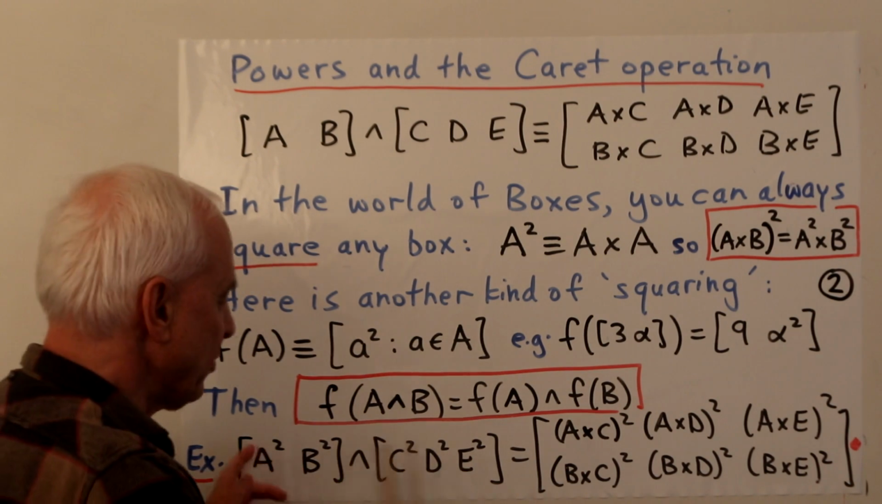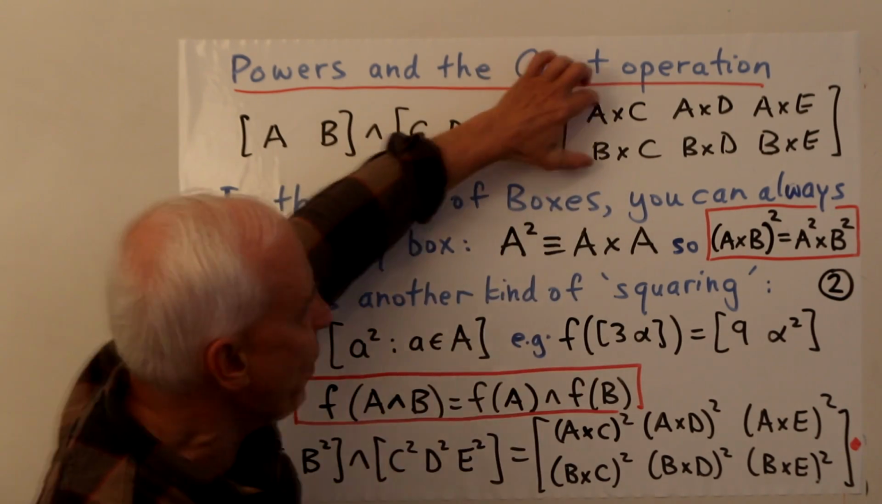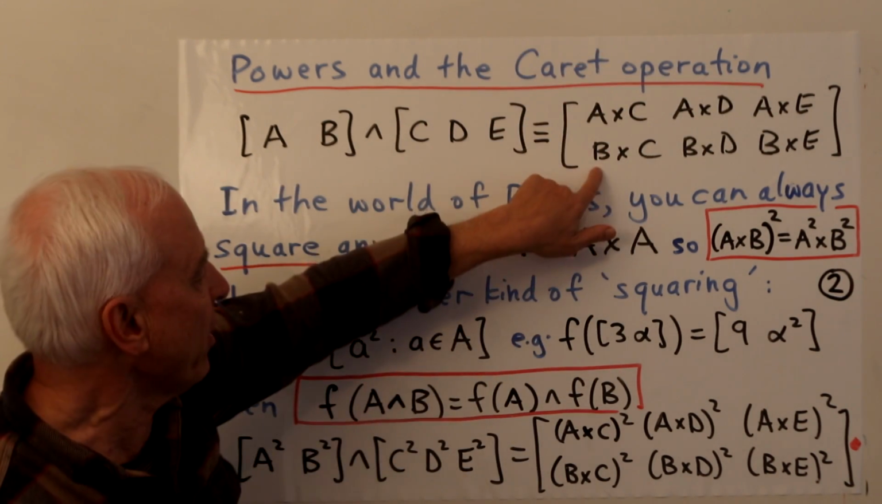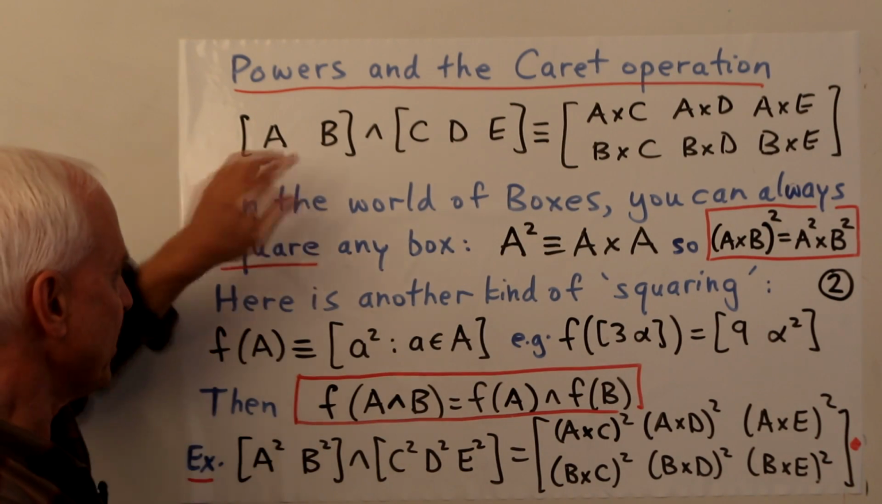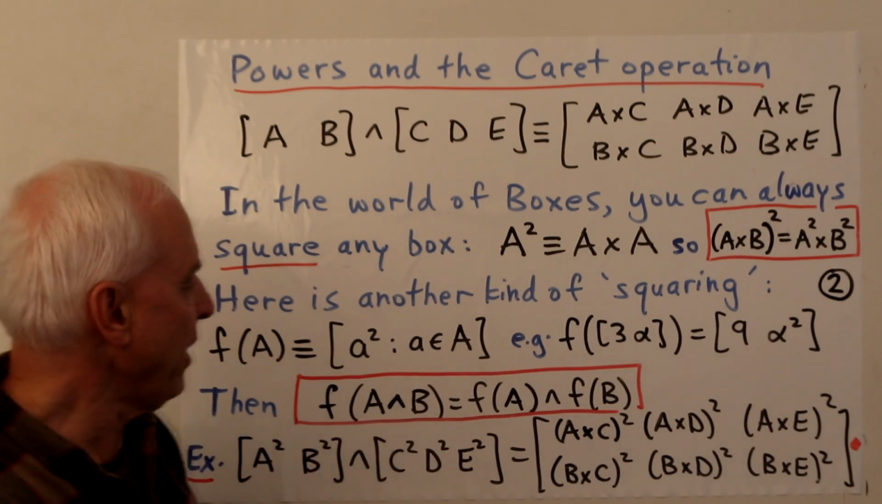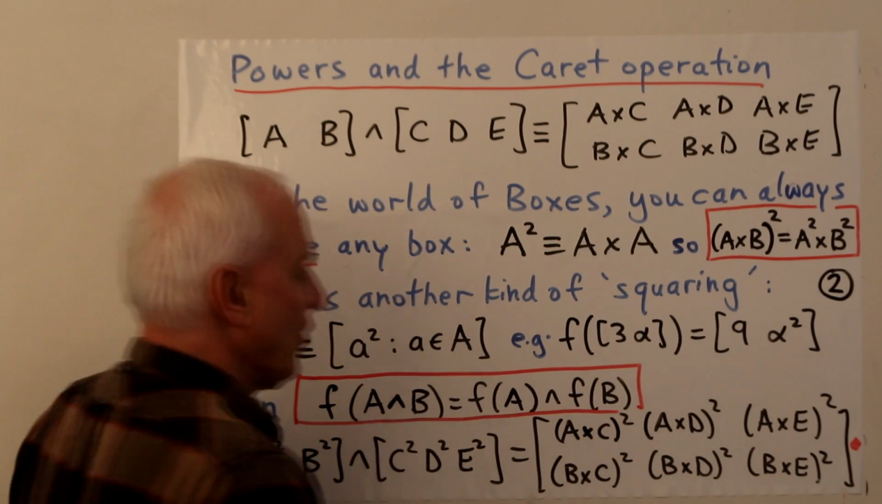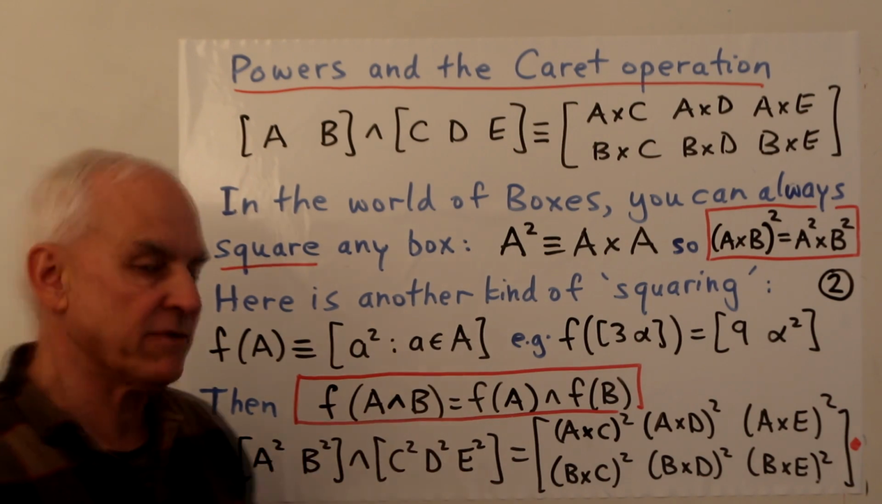So what we see is that as we run through all 6 possible combinations, what we're getting are just the squares of all the elements over here in the caret of these 2 original boxes. Okay, so if this is box A and this is box B, this is box A caret B, then f of A caret B is this, and f of A is here, and f of B is here, and we see the identity is valid.